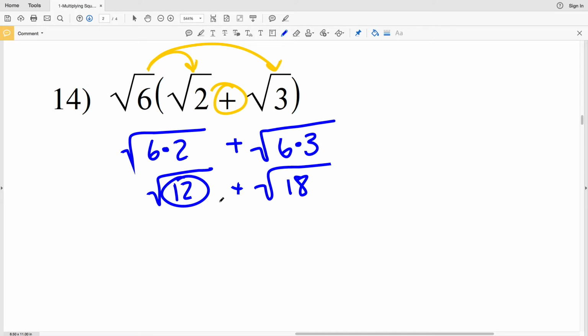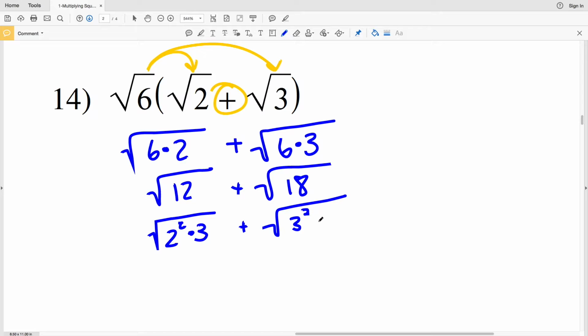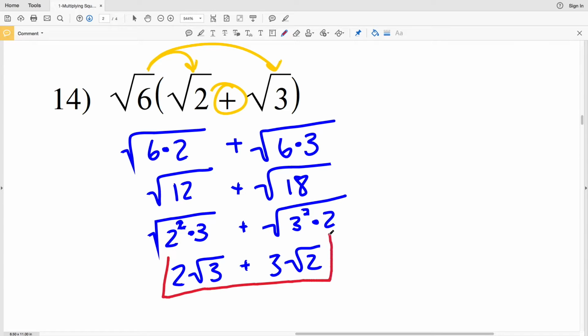Now the perfect square that goes into 12 is going to be 2 squared, which is 4. So I have the square root of 4 times 3, which I can write as the square root of 2 squared times 3, plus the perfect square that goes into 18 is going to be 3 squared, which is 9. 9 times 2 is 18. So 3 squared times 2 is 18. The square root of 2 squared times 3 is 2 times the square root of 3, plus the square root of 3 squared times 2 is 3 times the square root of 2. 2 times the square root of 3 plus 3 times the square root of 2 is my solution in number 14.